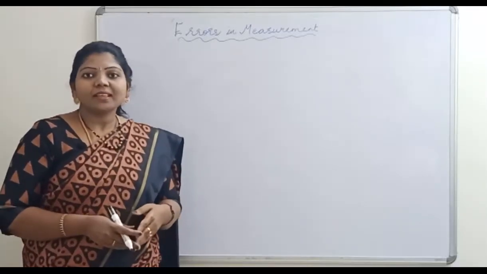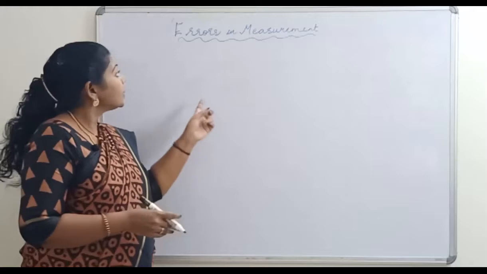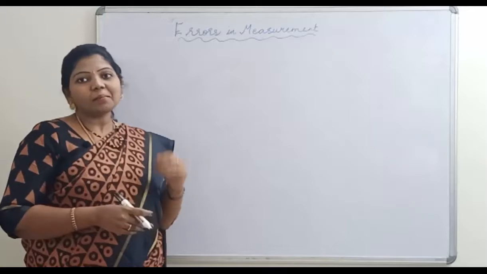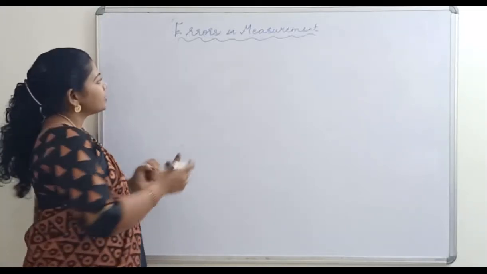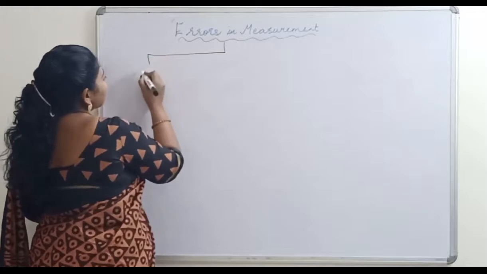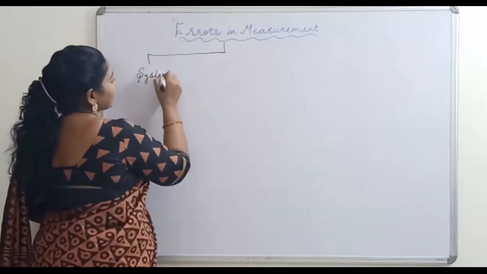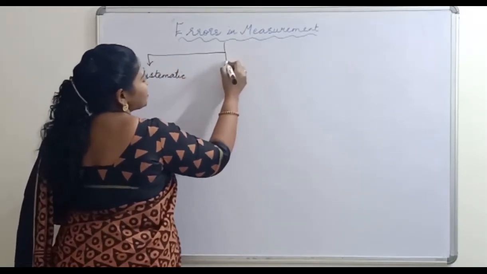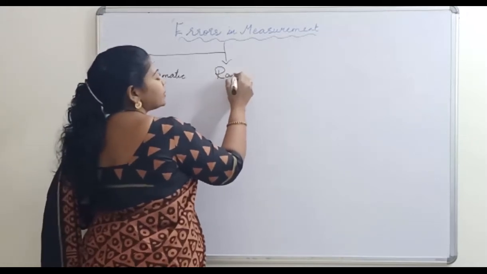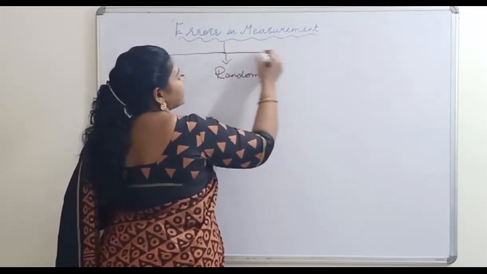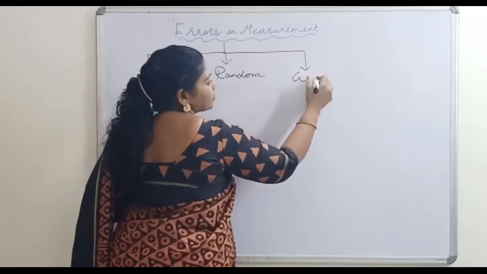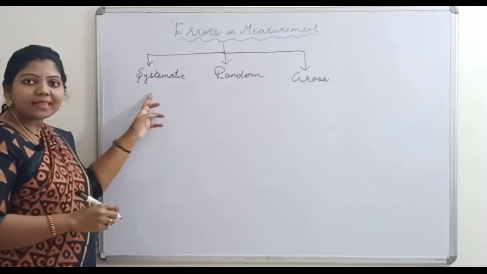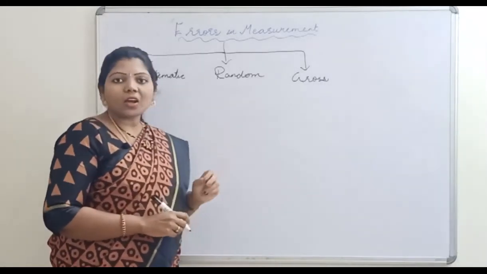Welcome my dear students. In this session we are going to see about the errors in measurement. So what are the errors caused during taking a measurement? There are three kinds of errors. One is the systematic error. The next one is random error. And the third one is gross error. So the three kinds of errors are systematic errors, random errors, and gross errors.